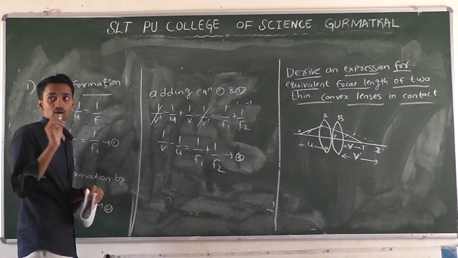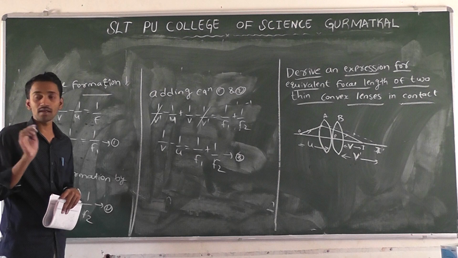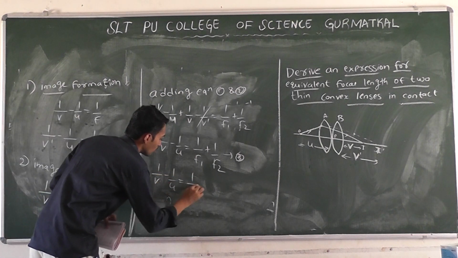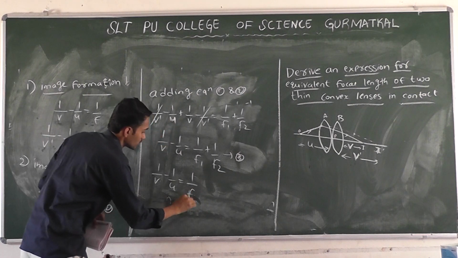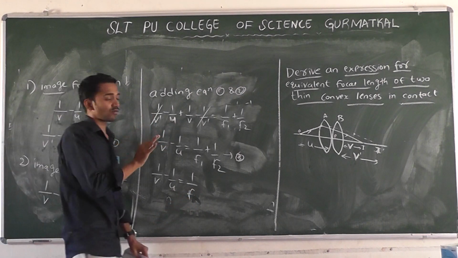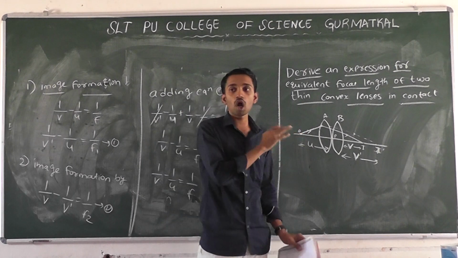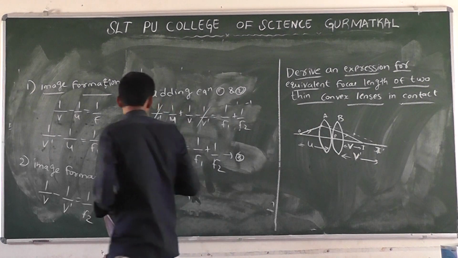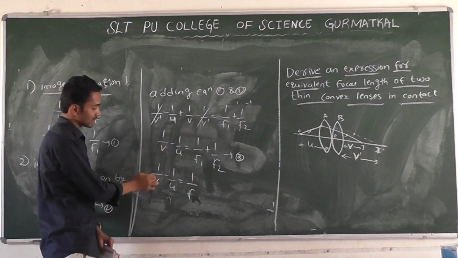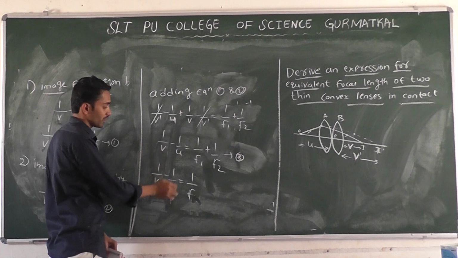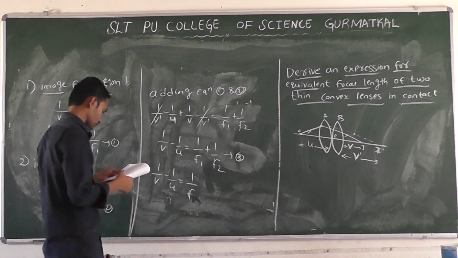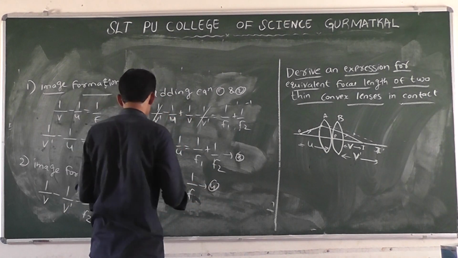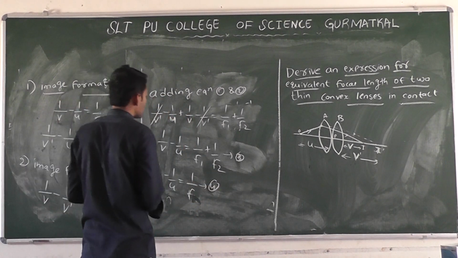So what is the equation for a single thin lens? The thin lens formula: 1 by v minus 1 by u is equal to 1 by f. In the final case, if we consider these two as one lens, the thin lens formula is 1 by v minus 1 by u is equal to 1 by f. Consider this equation 4.